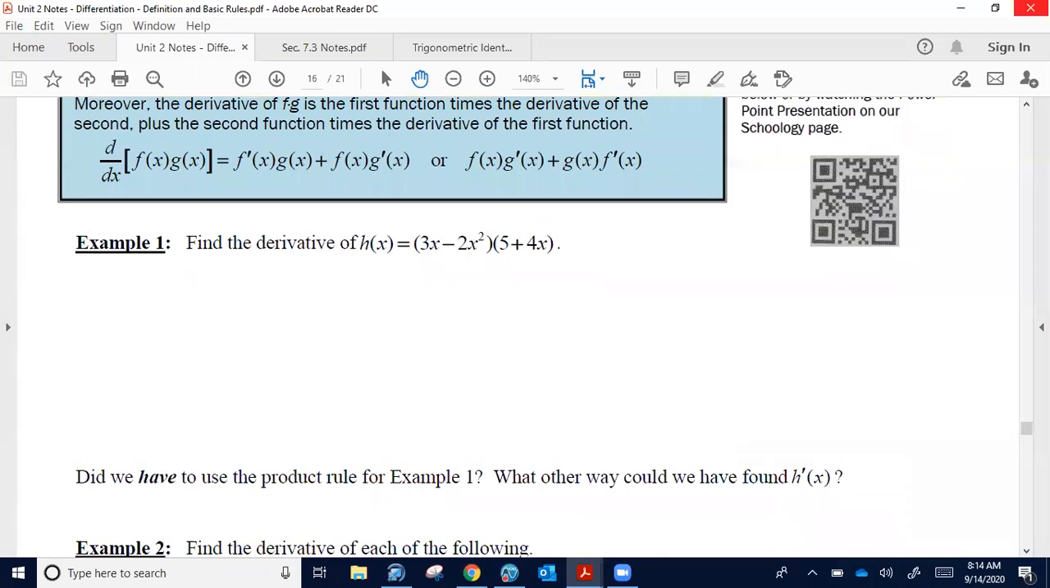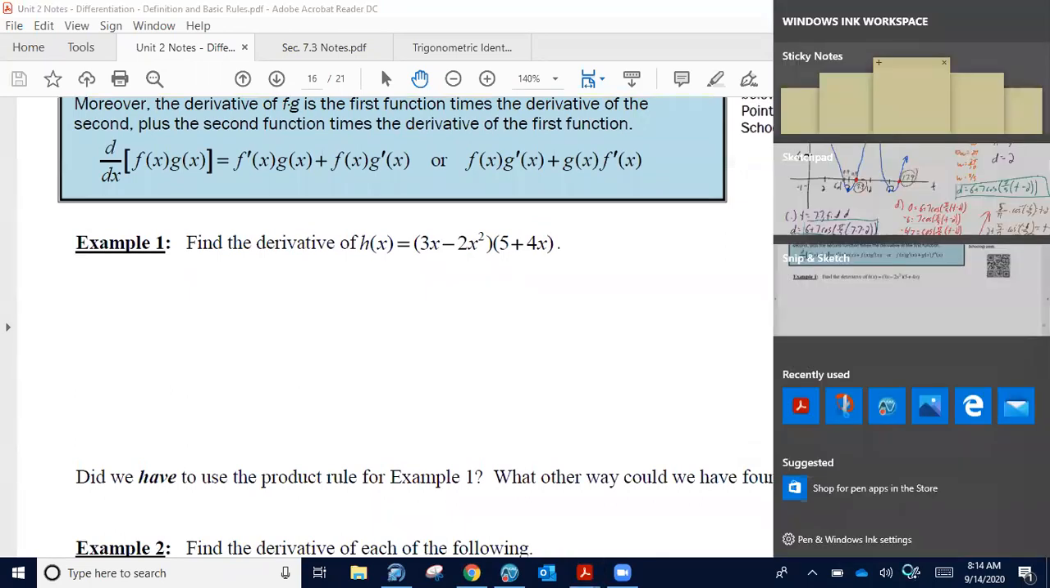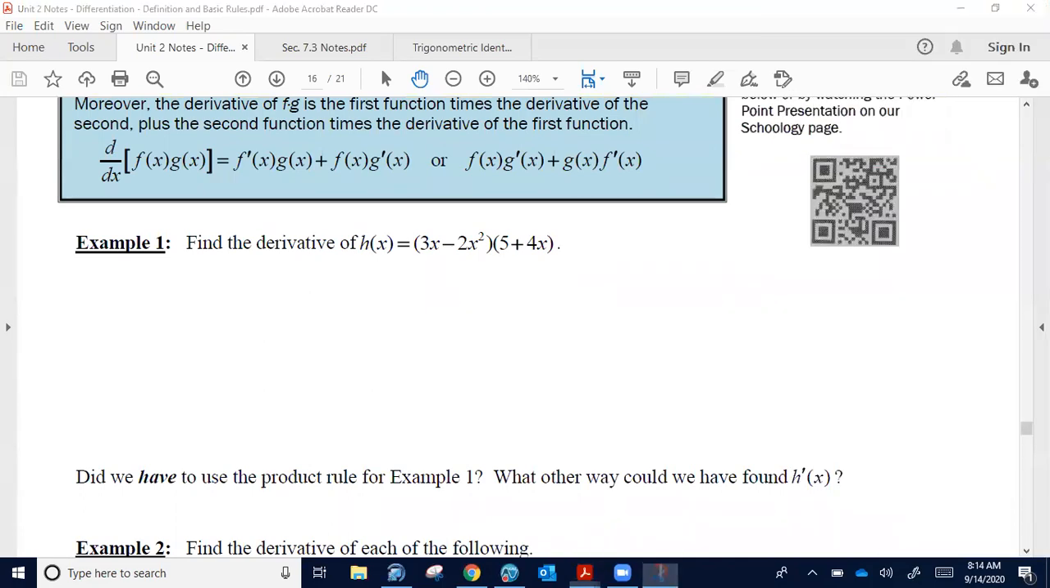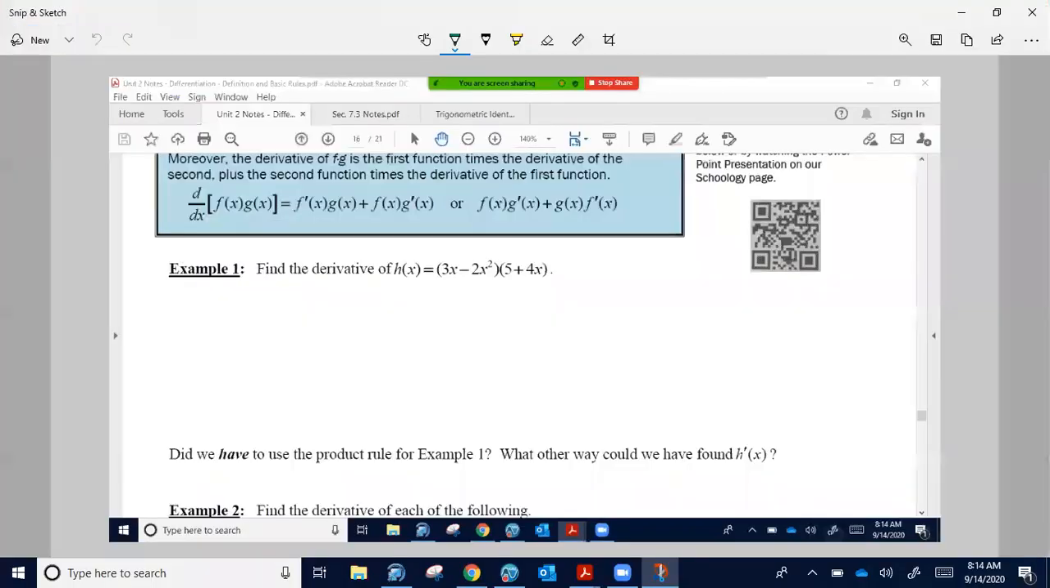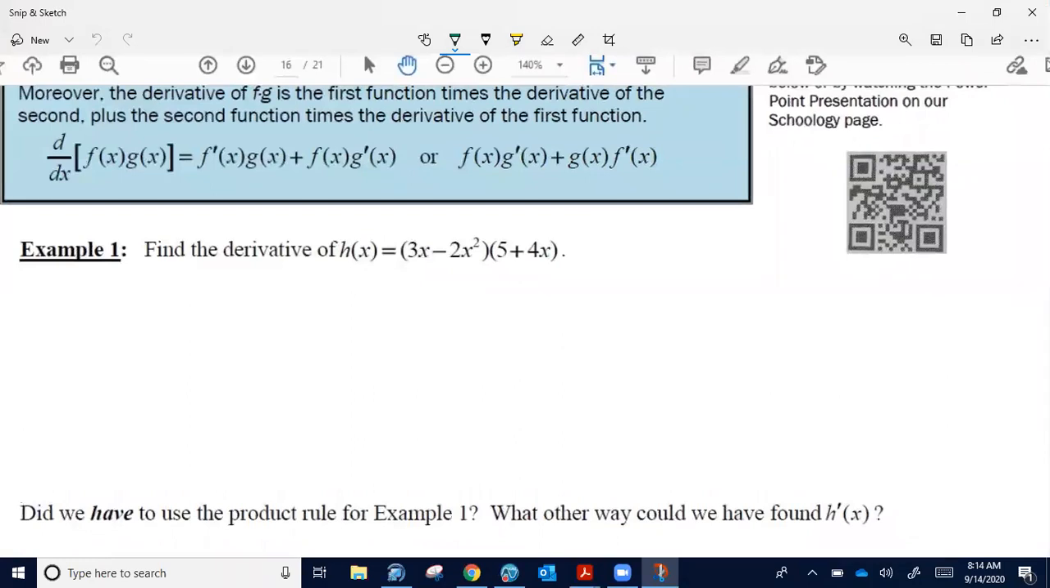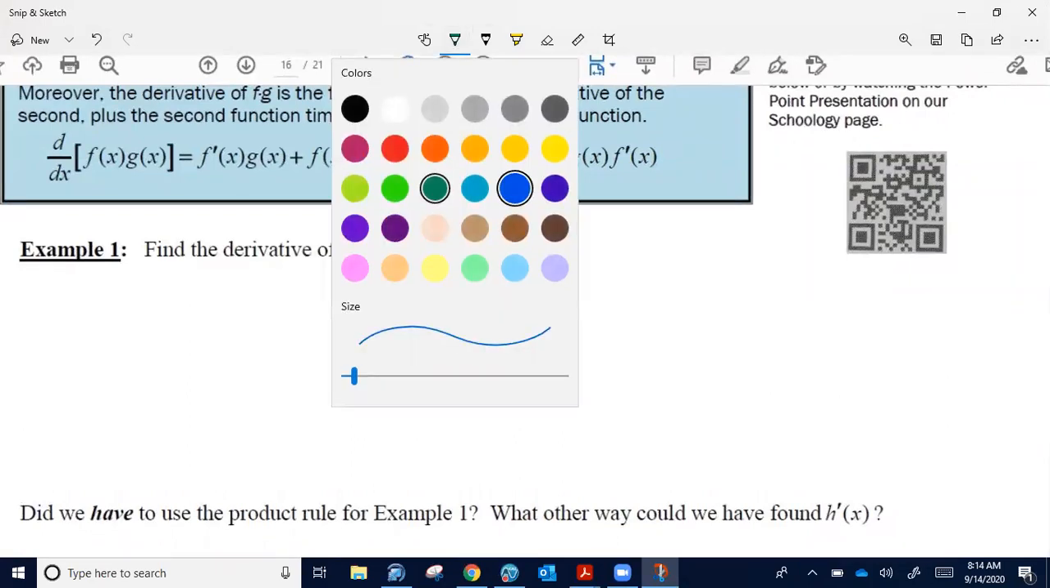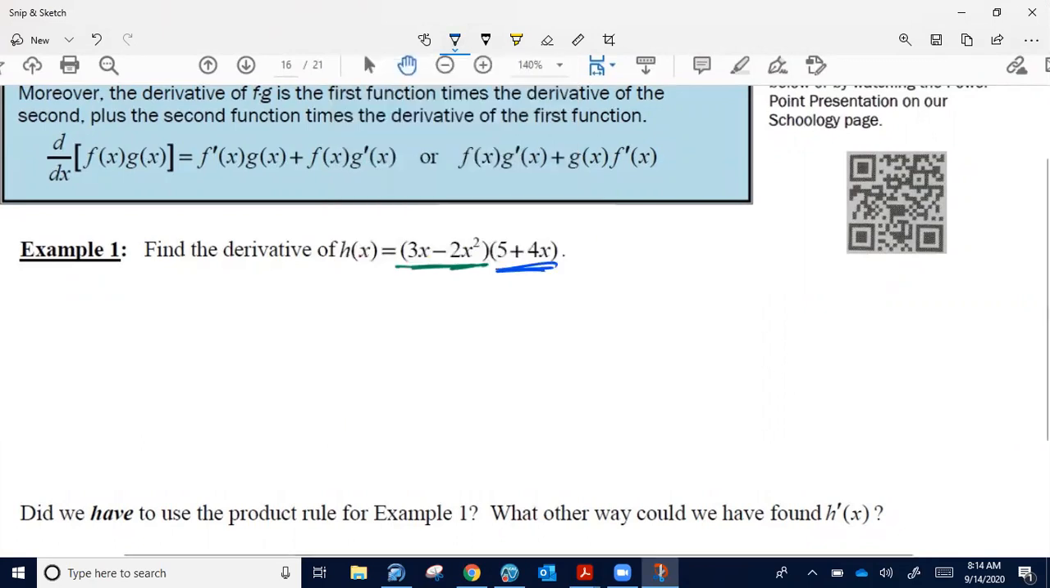So find the derivative of h of x equals 3x minus 2x squared times 5 plus 4x. So again, we have an h problem. It's split into two groups here. We have the 3x minus 2x squared group times the 5 plus 4x group. This is a product rule situation.